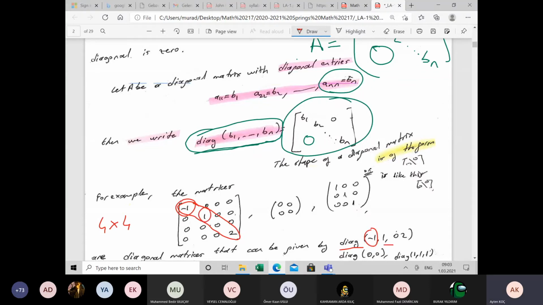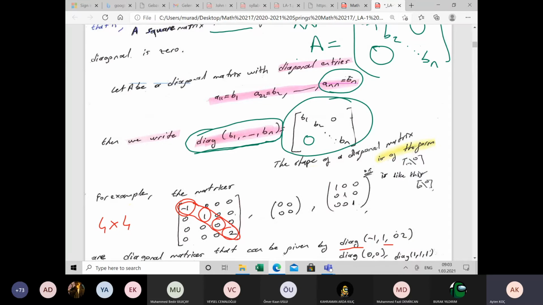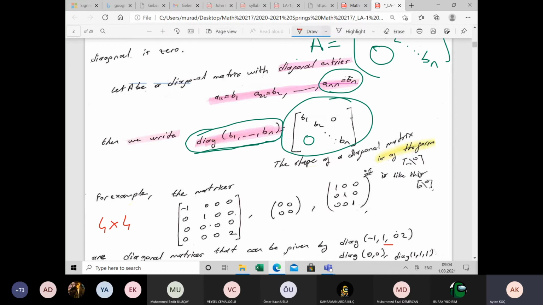The next one: -1, 0, 2, 0, 2. Look at this one. It's okay. Look at this second part. It's okay only. What does it mean? First one, second one, third one, fourth. This one is diagonal, so this one is a 4 by 4 matrix, and the first entry will be -1, the second one 1, and then 0 and 2. So it's okay, this one.